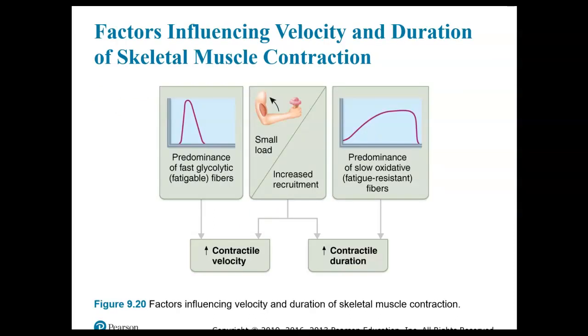All right, so what affects the velocity or speed of the contraction is the predominance of fast glycolytic fibers. And what affects the contractile duration, there's going to be more duration, more endurance with more slow oxidative fibers.